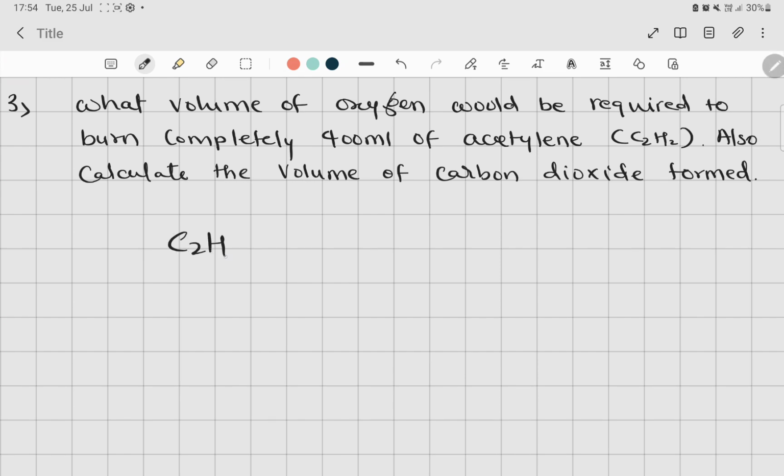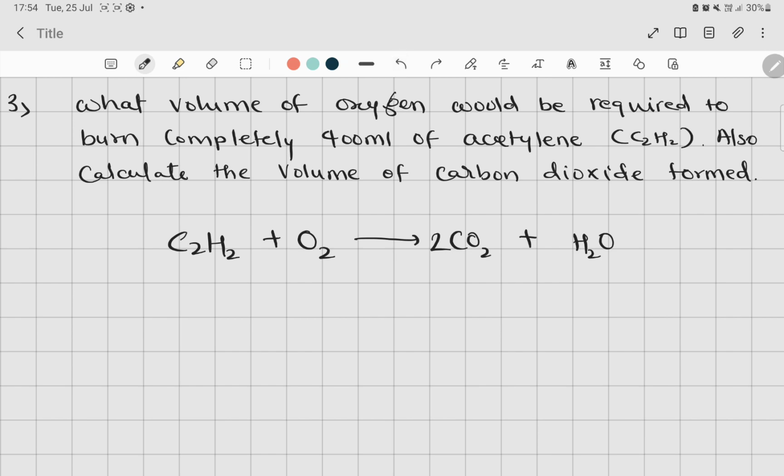So here we have C2H2 plus oxygen, which will give you CO2 plus H2O. Now the simple thing is we just have to balance the reaction. On the right side we have 2 carbons, so we will multiply the RHS by 2. We have 2 hydrogens already, so the hydrogens are balanced.